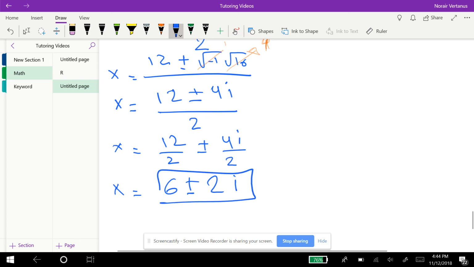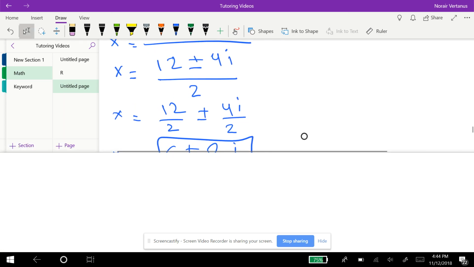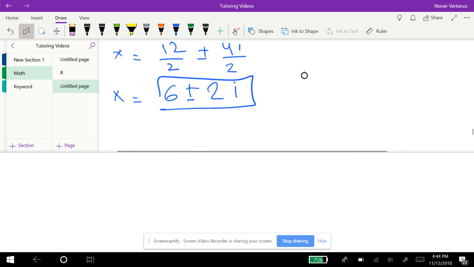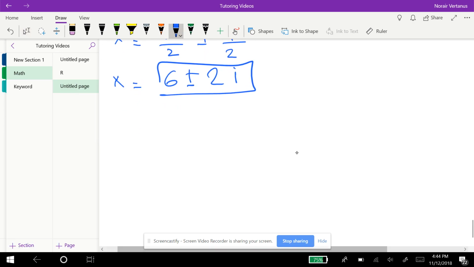So there's two answers, two imaginary answers. One of them is 6 plus 2i. The other one is 6 minus 2i. See, there are two answers for x, two imaginary answers. So the problem is done.